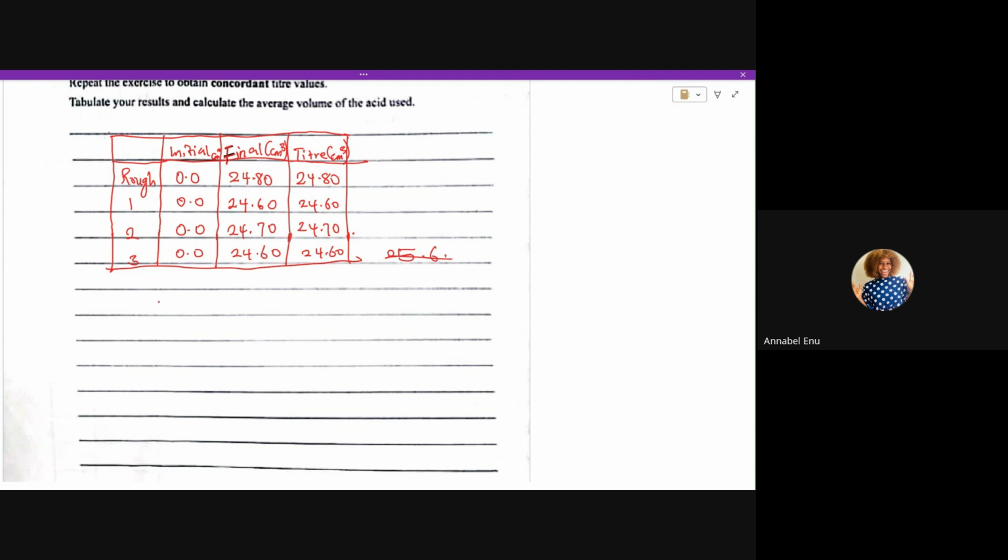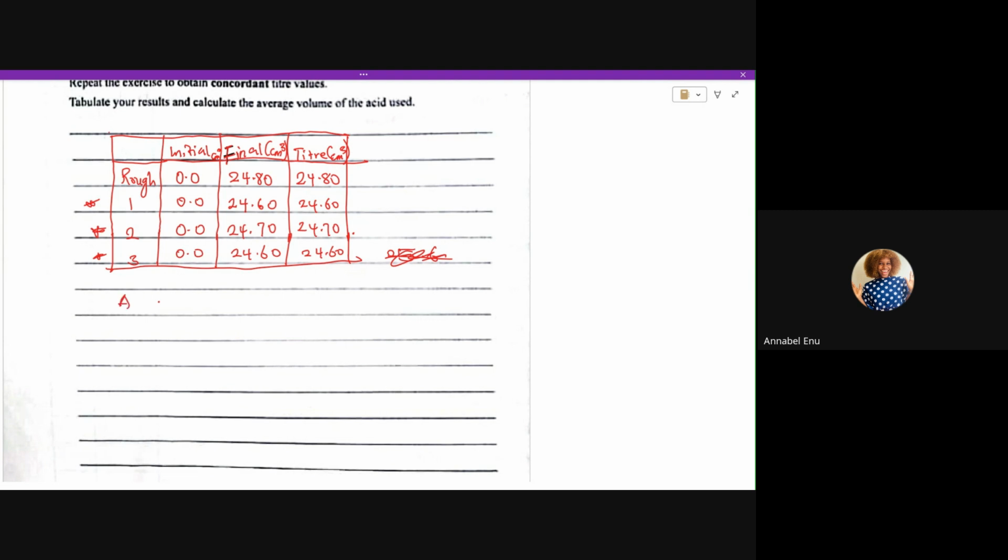We can find our average volume by just adding up the first titer, which is this one here, and the second one. We'll find the average of the two of them like that, rather than including a titer that is not a concordant value. But for this case, that's not the case. So it's always advisable to make everybody no more than 0.2 difference.